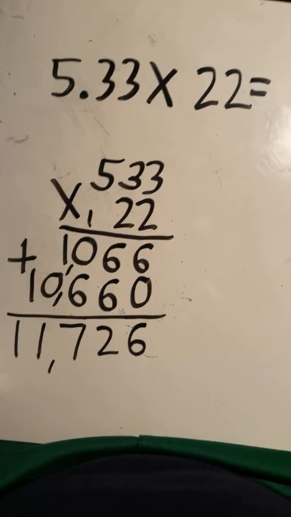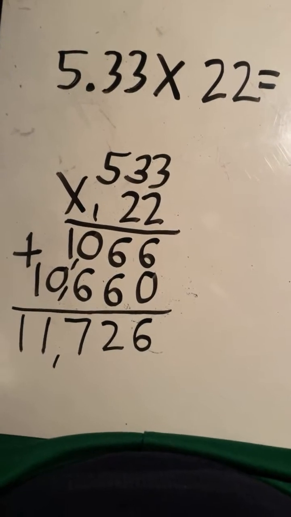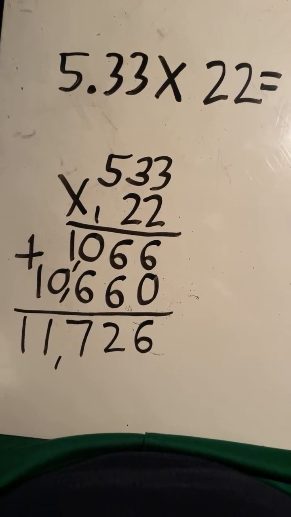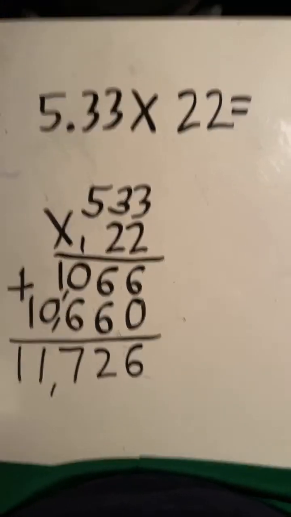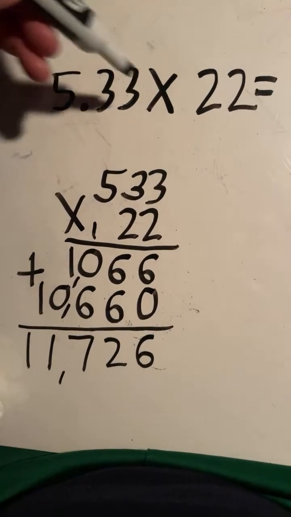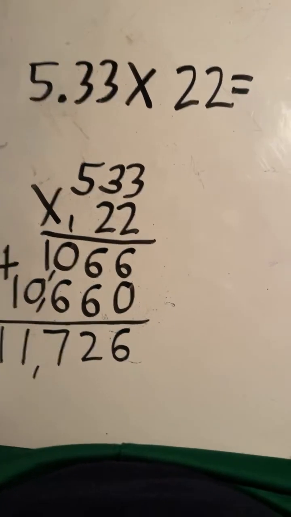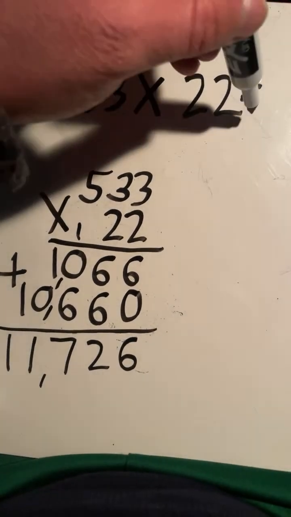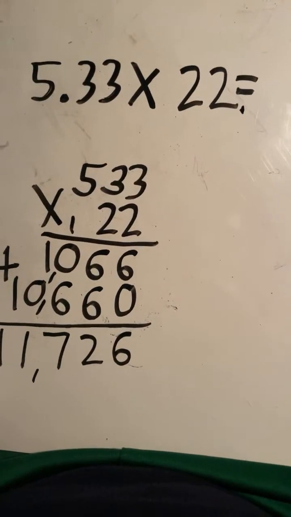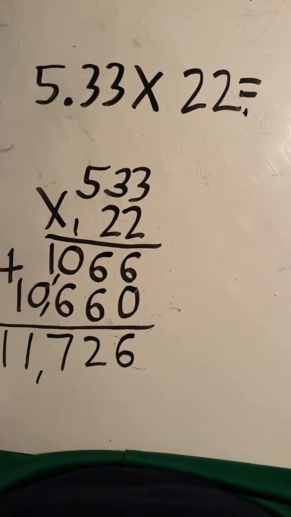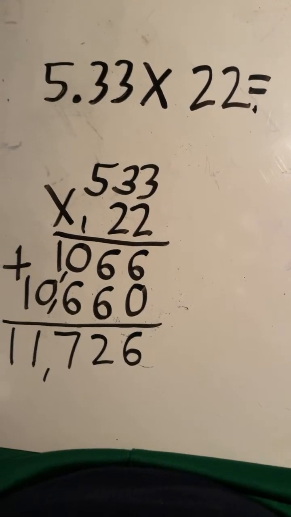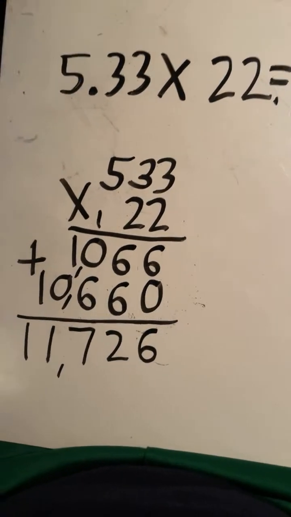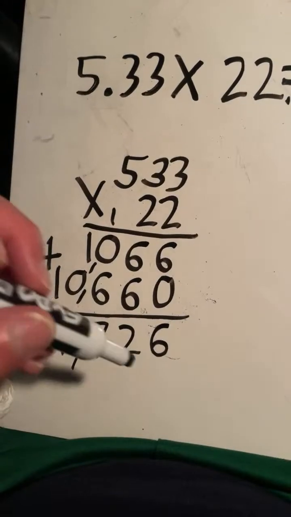And to determine how many times we have to move the decimal point over, we simply have to count how many digits are behind the decimal point in our number sentence. So for 5 and 33/100, we have 2 digits behind the decimal point. For 22, 22 is a whole number. Decimal points are always behind all the digits. So all the digits are in front of the decimal point in a whole number. So we only have 2 digits behind the decimal point in this problem. So we have to move over the decimal point in our answer 2 places.